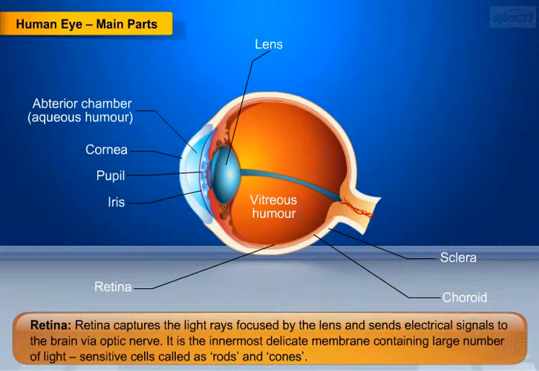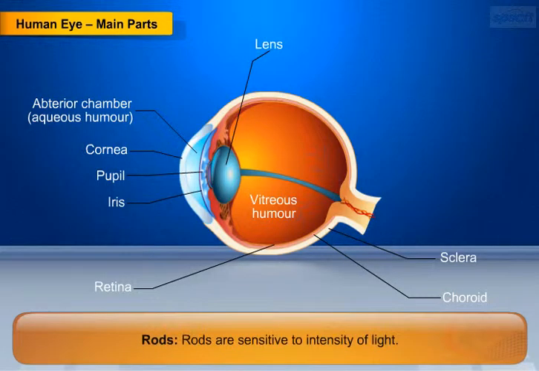Retina. It captures the light rays focused by the lens, and sends electrical signals to the brain, via the optic nerve. It is the innermost delicate membrane, containing a large number of light-sensitive cells, called rods and cones. Cones are sensitive to color. Rods are sensitive to intensity of light.